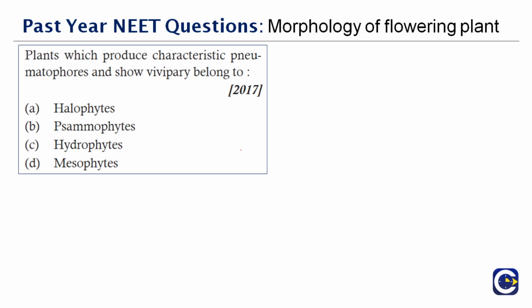Plants which produce characteristic pneumatophores and show vivipary belong to dash. So you have 4 options here. What do you think will be the right answer here? Let's discuss every option here. The first option is Halophytes, and the answer is also Halophytes.